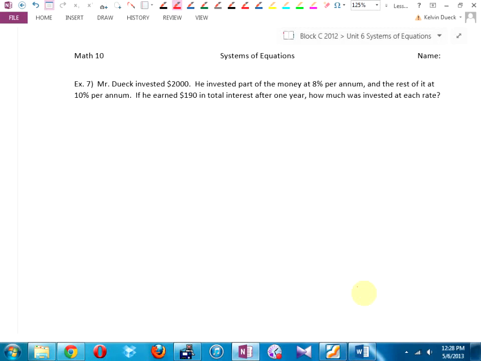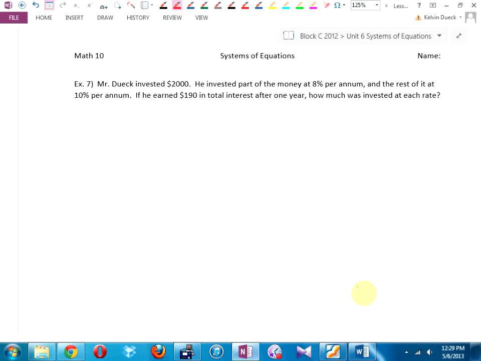Now, per annum is a financial term. That's actually per year, but they don't say per year when they're talking about a mortgage or an investment. It's per annum. They like to pull out some Latin. So when you see per annum, just think annually. It's the same root word. And the rest of it at 10% per annum. If you earned $190 in total interest after 1 year, how much was invested at each rate?